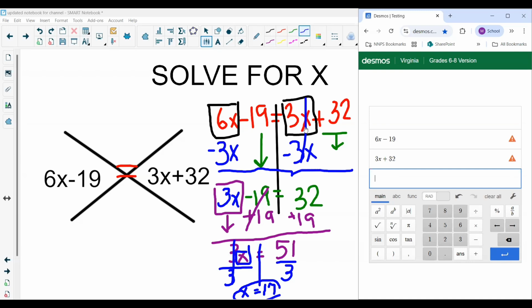And it says both sides are supposed to be equal. That's what it says when you read it. 6x minus 19 is equal to 3x plus 32. So here we have x equals, and our answer was 17. Both of our sides equal, so we know that our answer is right.